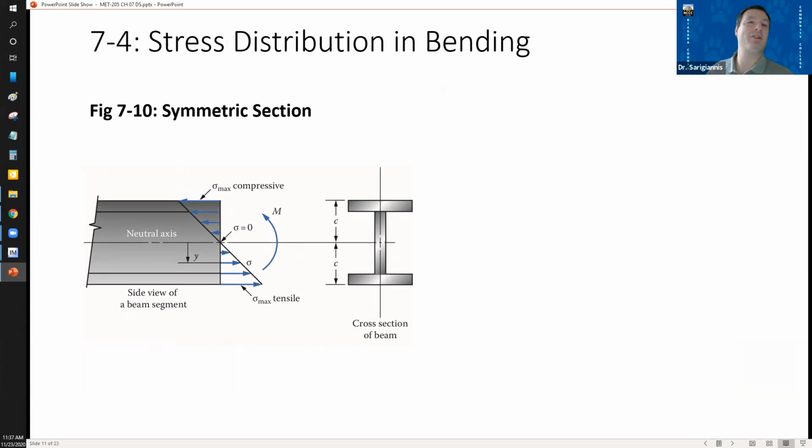Here's a symmetric section. We saw this briefly in the other slide. Notice the distance from the centroid to the top or bottom is the same. So that means the maximum compressive stress is equal and opposite the maximum tensile stress. And notice this, it goes through 0 at the neutral axis. And the bending moment here is shown this way. So this is compression, this is tension.